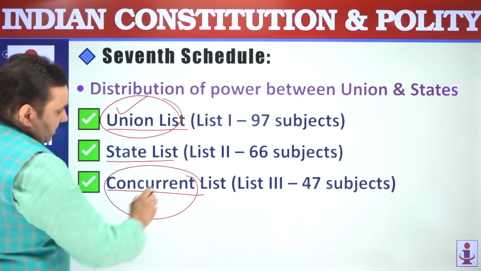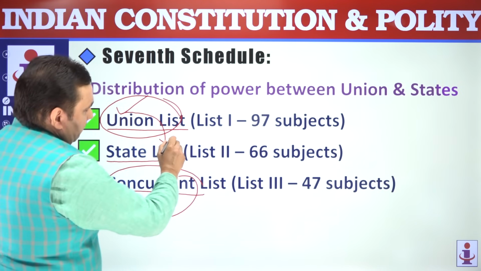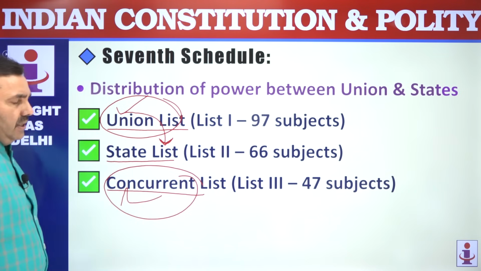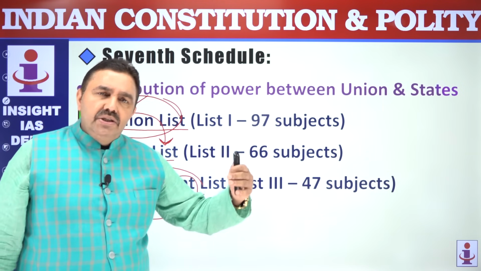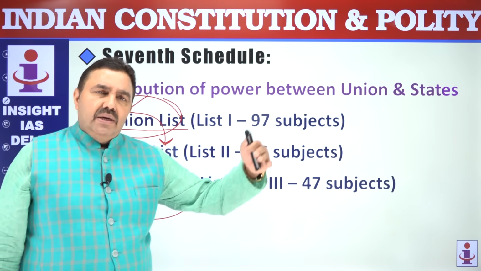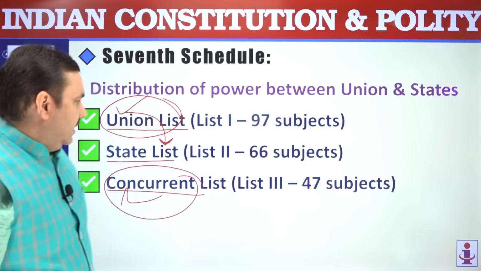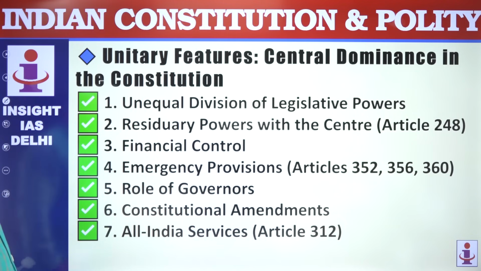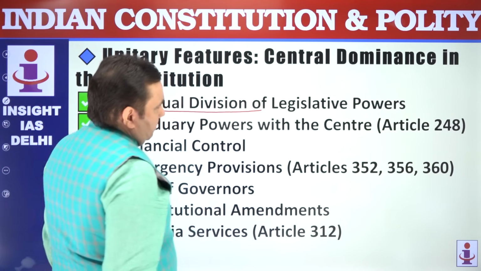Union law prevails in Concurrent list subjects, and the Union government can make law on a matter of the State list also under emergency or under specific conditions. So there are conditions when Rajya Sabha can authorize Parliament to make a law on a matter of the State list, or in emergency times. So unequal division of legislative powers indicates that the center is more powerful than the state government.